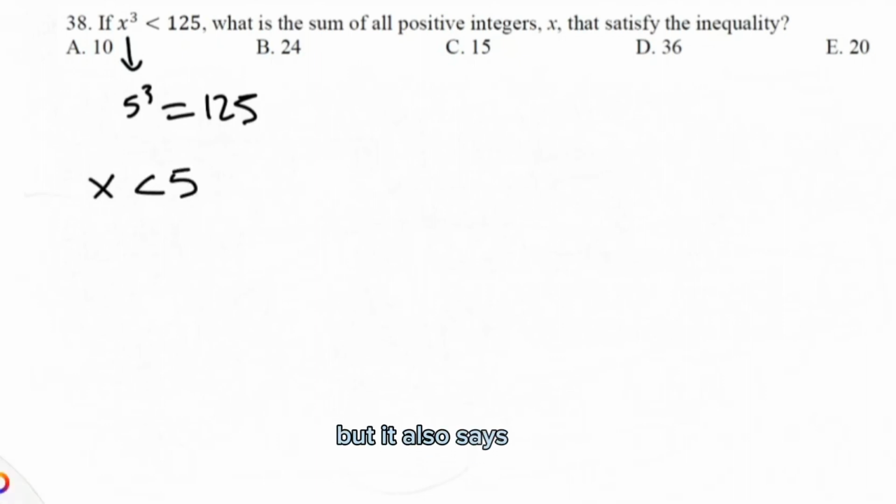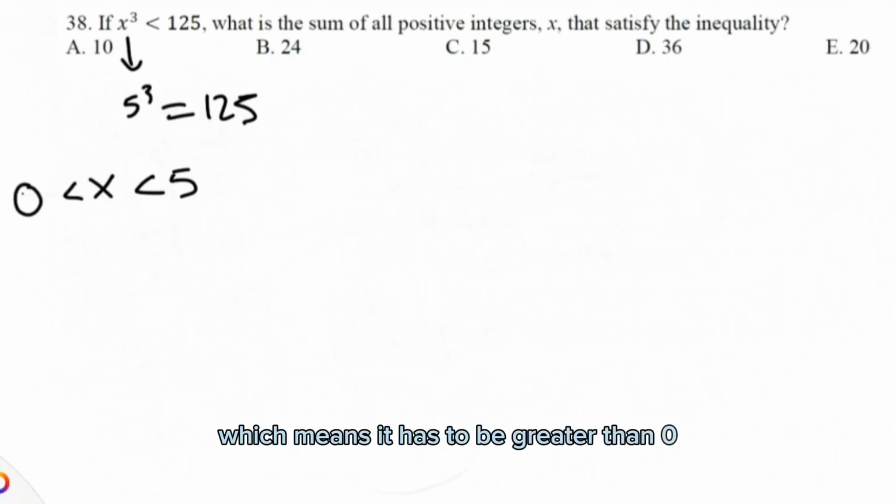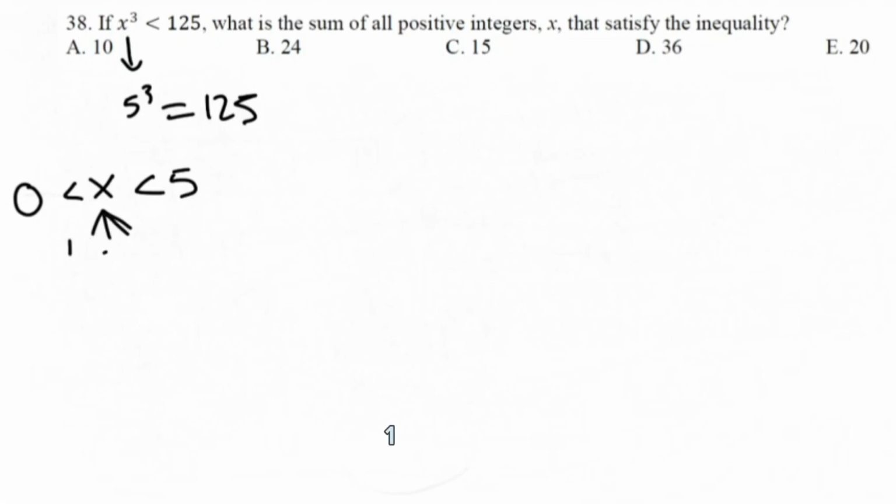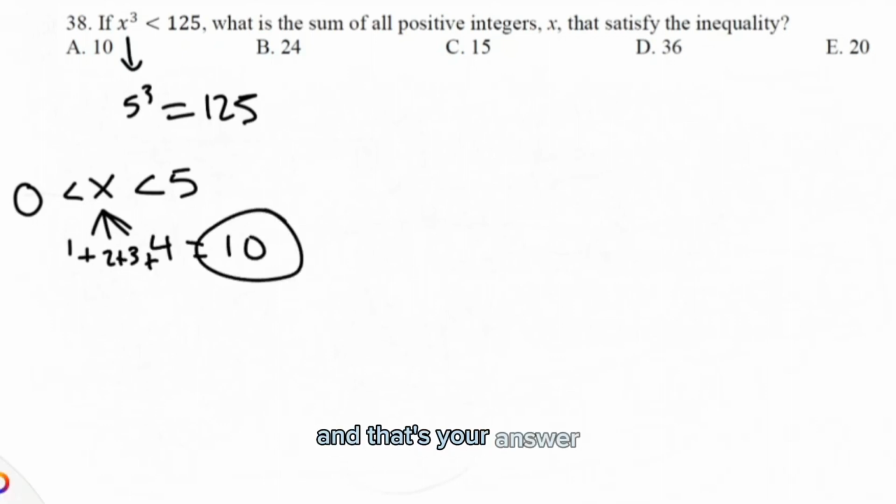But it also says that x has to be a positive integer, which means it has to be greater than 0. The only numbers that satisfy this condition of x are 1, 2, 3, and 4. So all we have to do is add them. So 1 plus 2 plus 3 plus 4. That's just 10, and that's your answer.